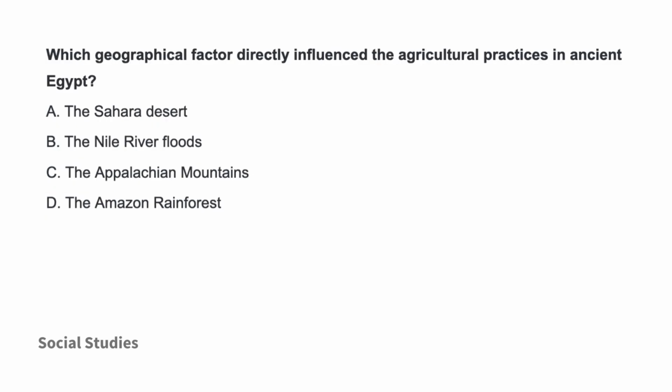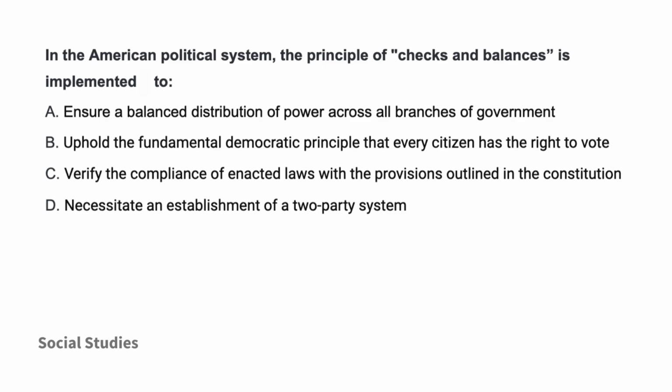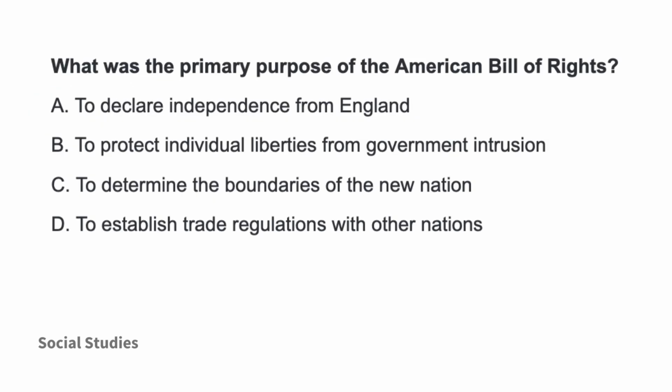Which geographical feature directly influenced the agricultural practices in ancient Egypt? That would be B, the Nile River floods. In the American political system, the principle of checks and balances is implemented to, letter A, ensure a balanced distribution of power across all branches of government. What was the primary purpose of the American Bill of Rights?